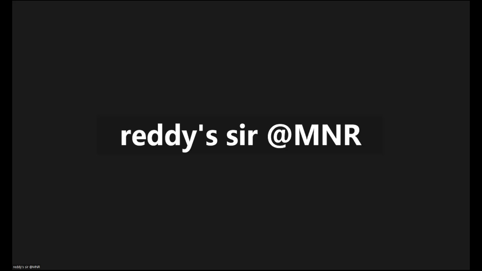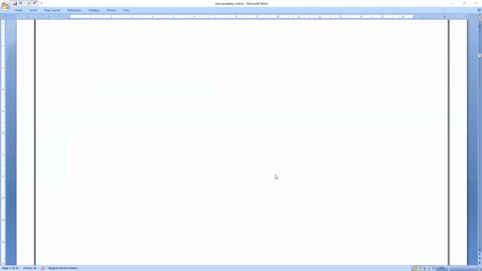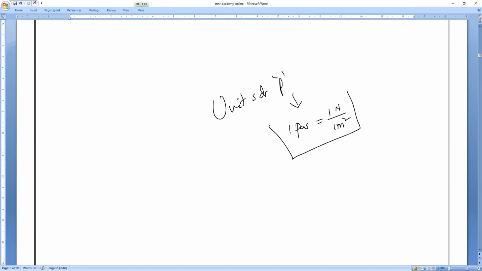What is the pressure unit, everybody? Pascal. So the unit of pressure is Pascal. So 1 Pascal is equal to what? 1 Pascal is equal to 1 Newton per 1 meter square. Am I right or wrong?